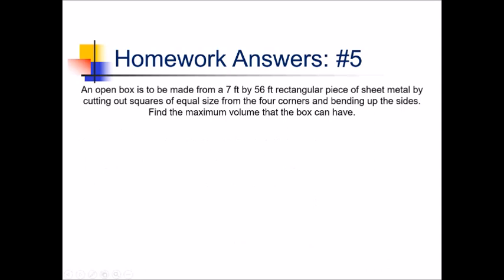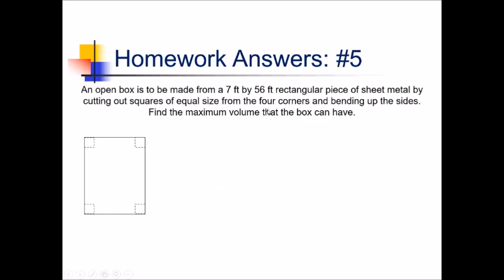For this problem, we're making an open box from a 7 by 56 foot rectangular piece of sheet metal. This is going to be a big box here. By cutting out squares of equal size from the 4 corners and bending up the sides. So here's a visual of what's going on. We've got this ginormous piece of sheet metal, and we're cutting out these squares from the corners and making a box out of that.